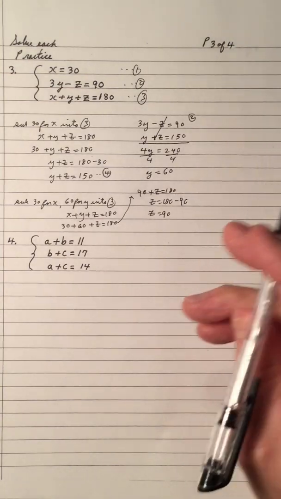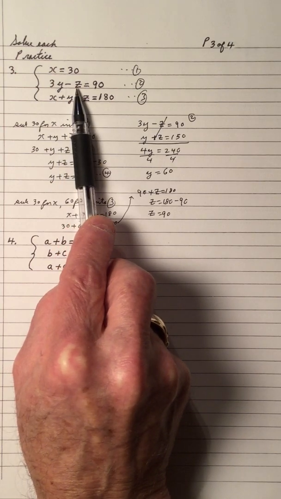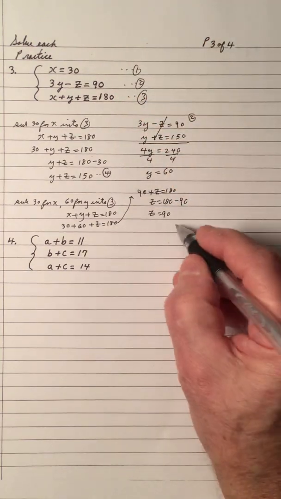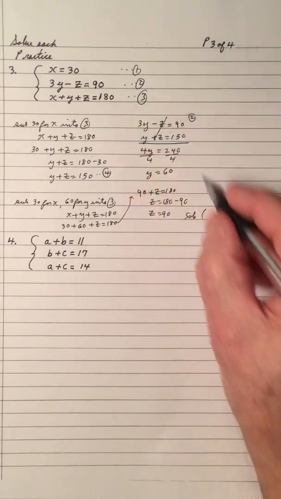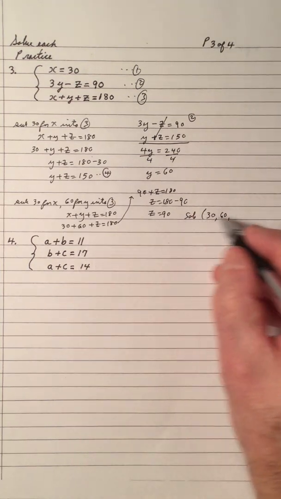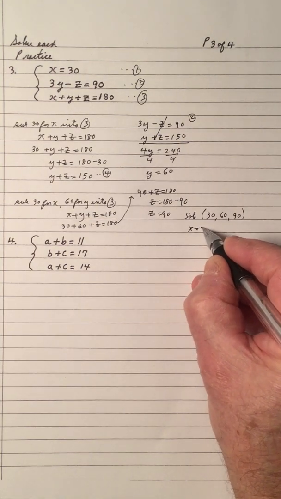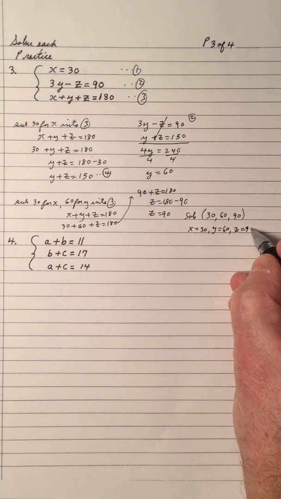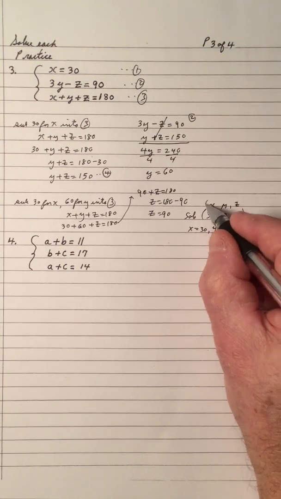Or, if you wanted to, you could take the 60 and sub in here and work out z, and you would still get z to be 90. So it's your choice. But in the end, the solution is, again, we got the x is 30, the y is 60, and the z is 90. And again, we can write out 30, 60, 90. Remember, an ordered pair is x, y, and then the z in 3 variables.